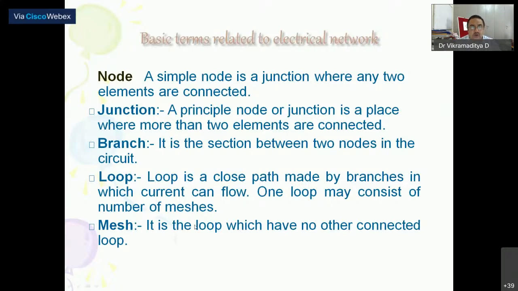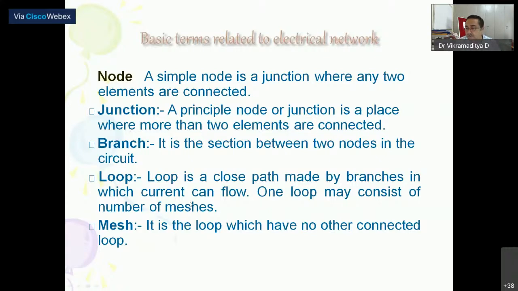Then there are another two words, loop and mesh. When a network is formed, we have many closed paths formed by different branches, through which the current flows. Any closed path may be termed a loop. While what is a mesh? A mesh is a closed path which does not contain any other loop. Mind the difference: though in books it is written that both are the same, they are not the same things.